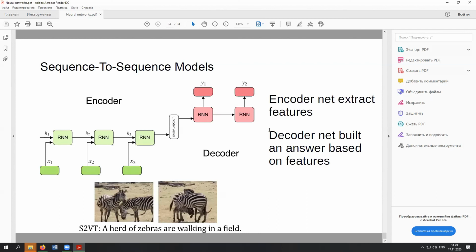What is it? Sentence models. I don't remember what this is. I prepared the slides like a year ago and don't remember exactly what kind of network this is. Okay, let's just pretend that there is no such slide.